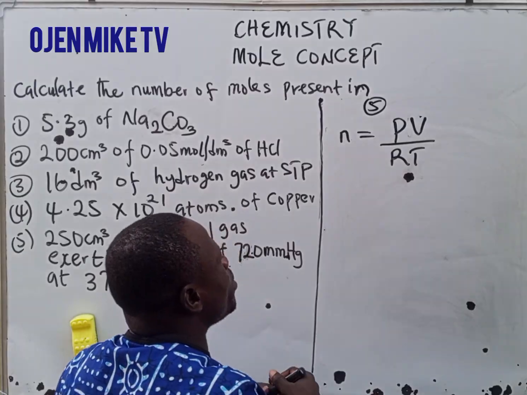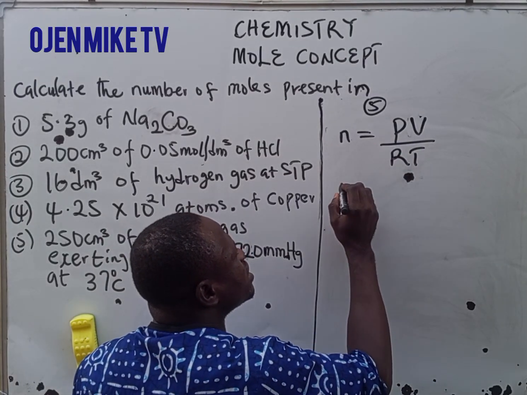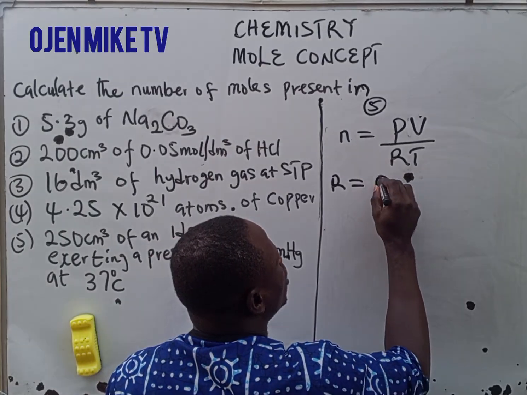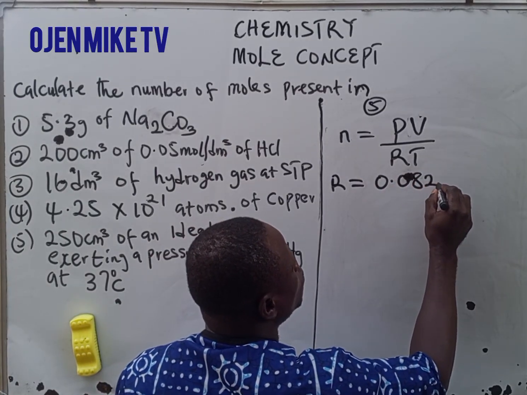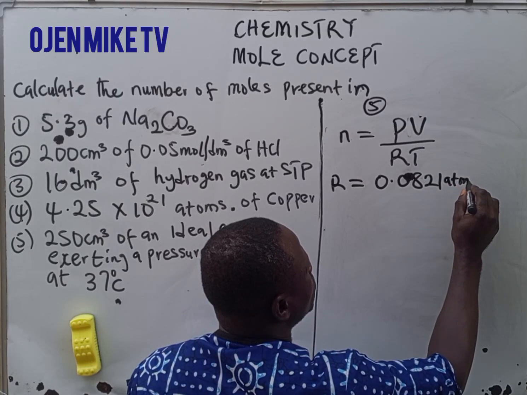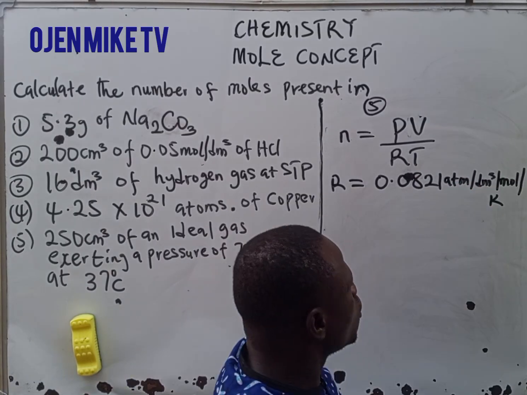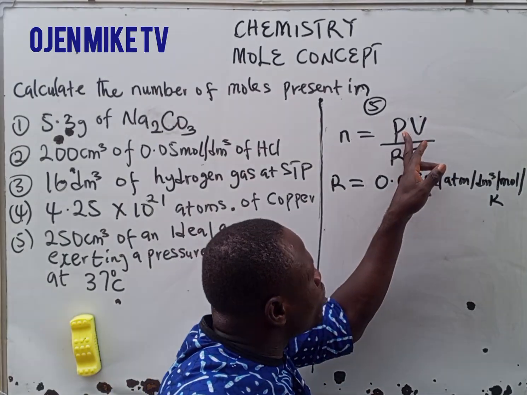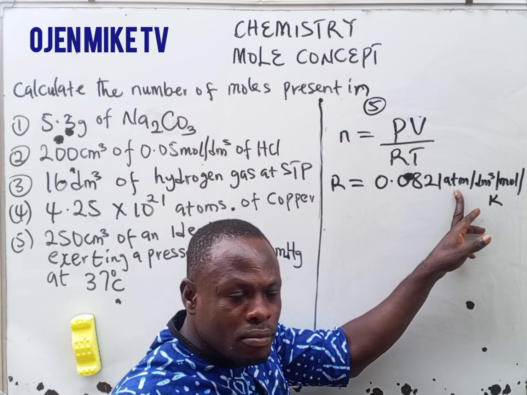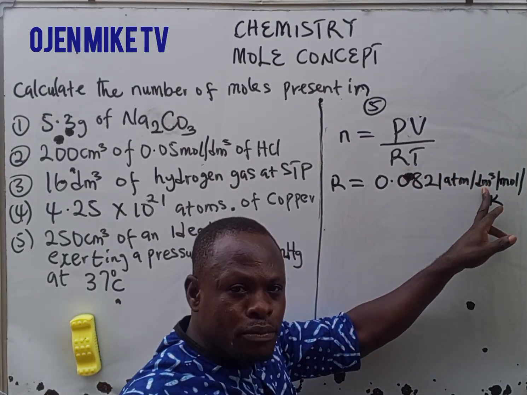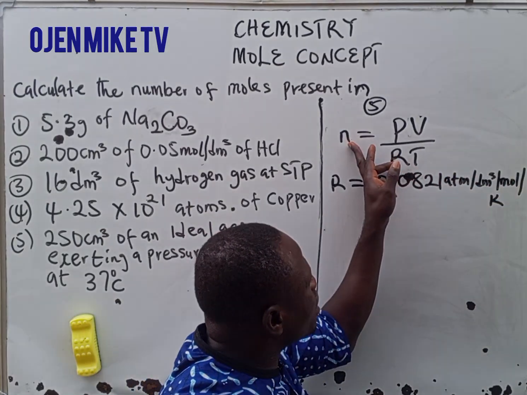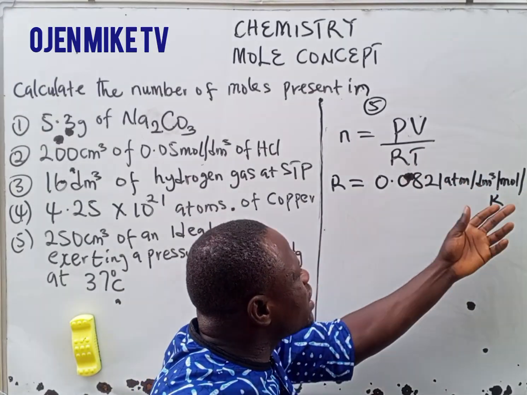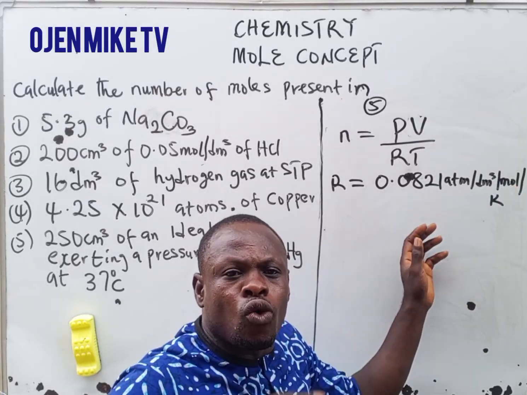R has a value of 0.0821 atm dm cubed per mole per Kelvin. Therefore, your pressure must be in atm, your volume must be in dm cubed, and your temperature must be in Kelvin. Of course, you are asked to calculate the mole. If they give you anything contrary to this, you need to convert it.